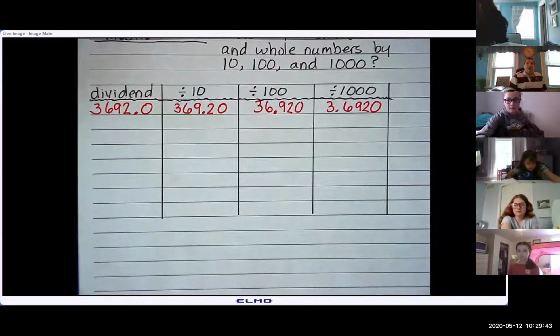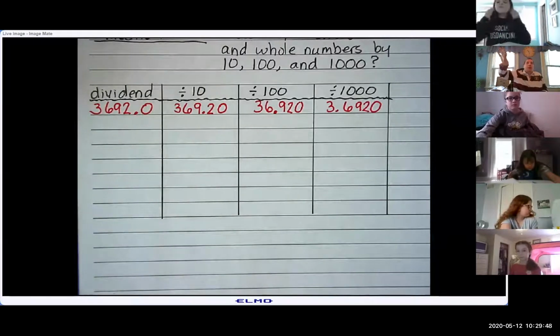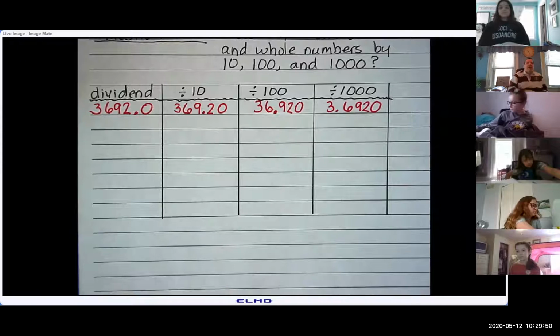To the left. Do you remember when we were multiplying, we moved it to the right because it got bigger? Now that we're dividing, we move it to the left so it'll get smaller. The value decreases. Let's take another example.